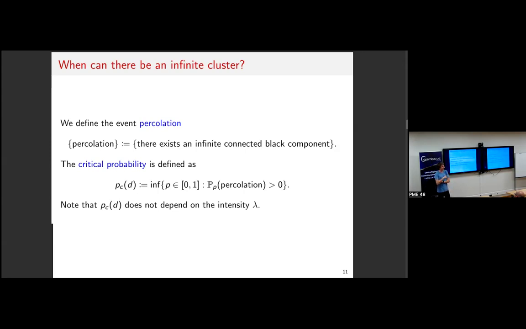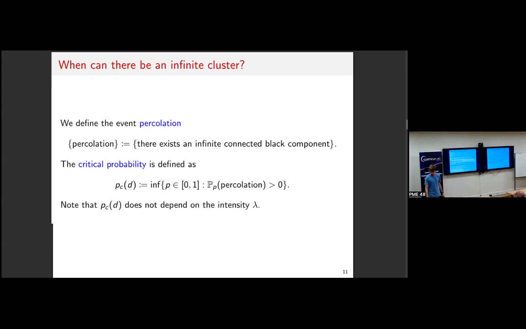So intensity lambda was the parameter of our Poisson point process, because we can just zoom in and zoom out, and this will not destroy any infinite component. So you can just scale every point with some constant, then you will get a Poisson point process with another intensity, but the infinite components will be there. So this critical threshold is actually independent of this lambda parameter, but it will depend heavily on the underlying dimension.